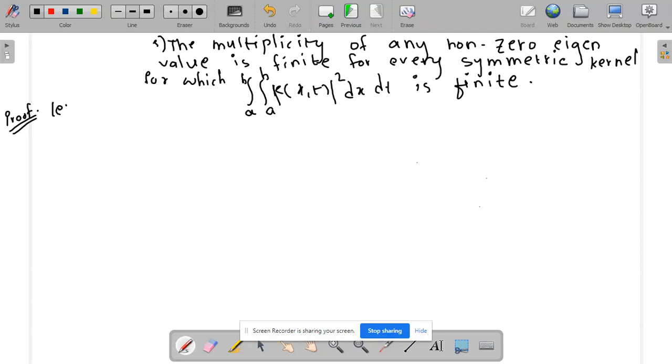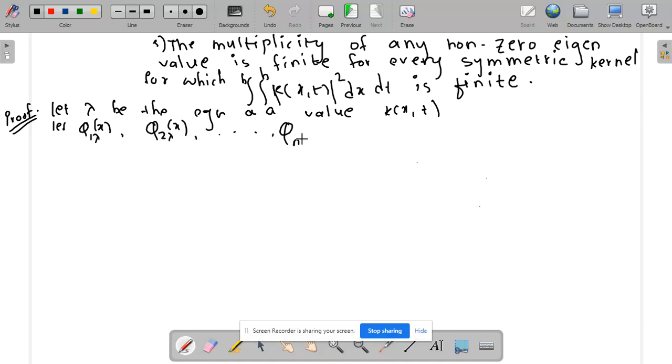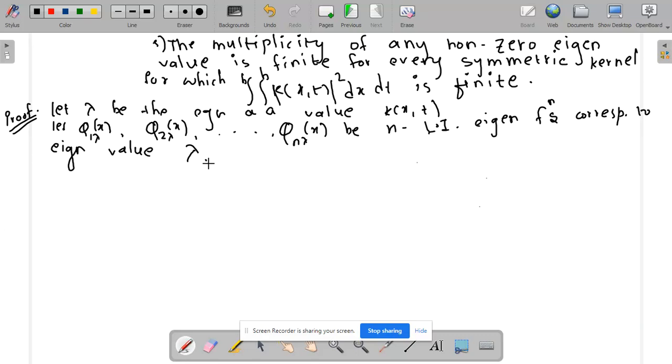So let lambda be the eigenvalue of the symmetric kernel k(x, t), and let phi 1 lambda of x, phi 2 lambda of x, and so on, phi n lambda of x be n linearly independent eigenfunctions corresponding to eigenvalue lambda.